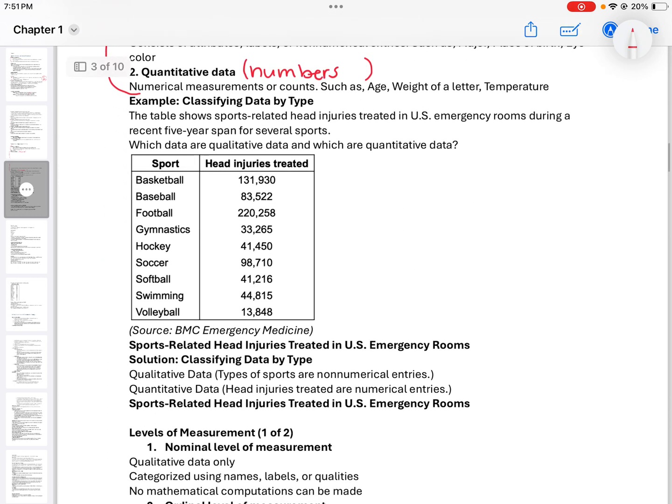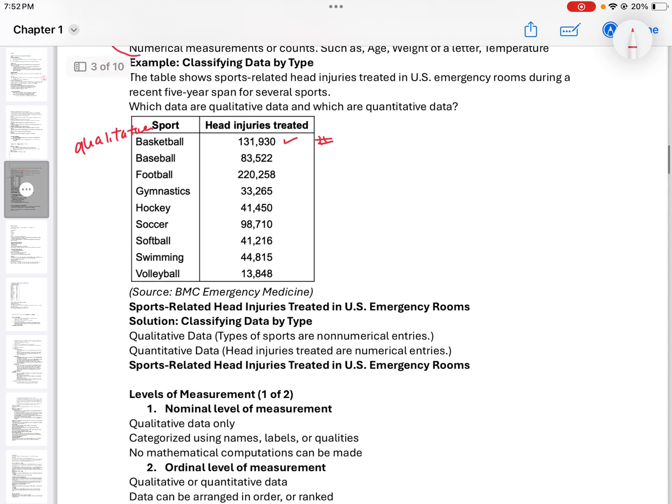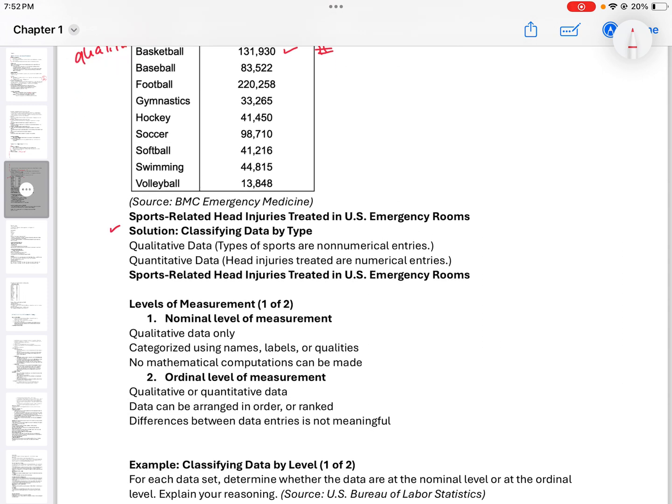And you have a quick example here where a table shows sports-related head injuries in the U.S. emergency rooms during a recent 5-year span for several sports. Which data are qualitative and which are quantitative? While it's not always true, taking a look and considering if there's numbers is a good marker that you might be working with quantitative. Here, the descriptor, this will be quantitative, right? I'm sorry, qualitative. We have your solution right here.